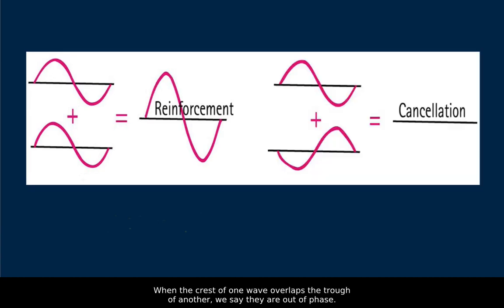When the crest of one wave overlaps the trough of another, we say they are out of phase. Their individual effects are reduced because the high part of one wave fills in the low part of another. For identical waves out of phase, as we see here, cancellation occurs. The result is zero amplitude. This is called destructive interference.